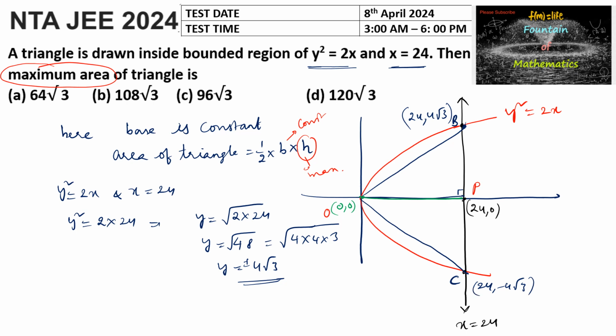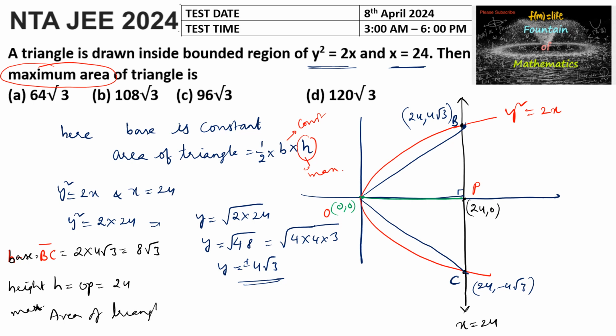So the distance BC, or the base, is equal to 2 times 4 root 3, that is 8 root 3 units, and the height h is equal to OP, which is equal to 24 units. So the maximum area of the triangle is half into base, 8 root 3, into 24. So we can say 24 fours are 96, so 96 root 3 square units. So we can go with option C.